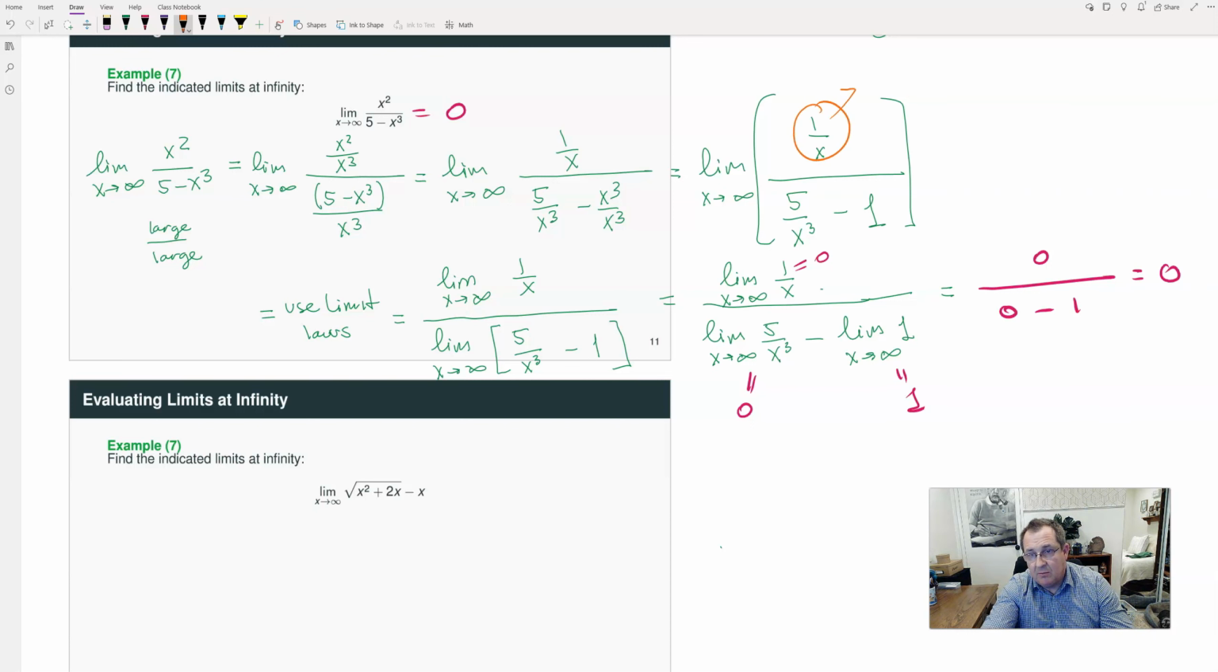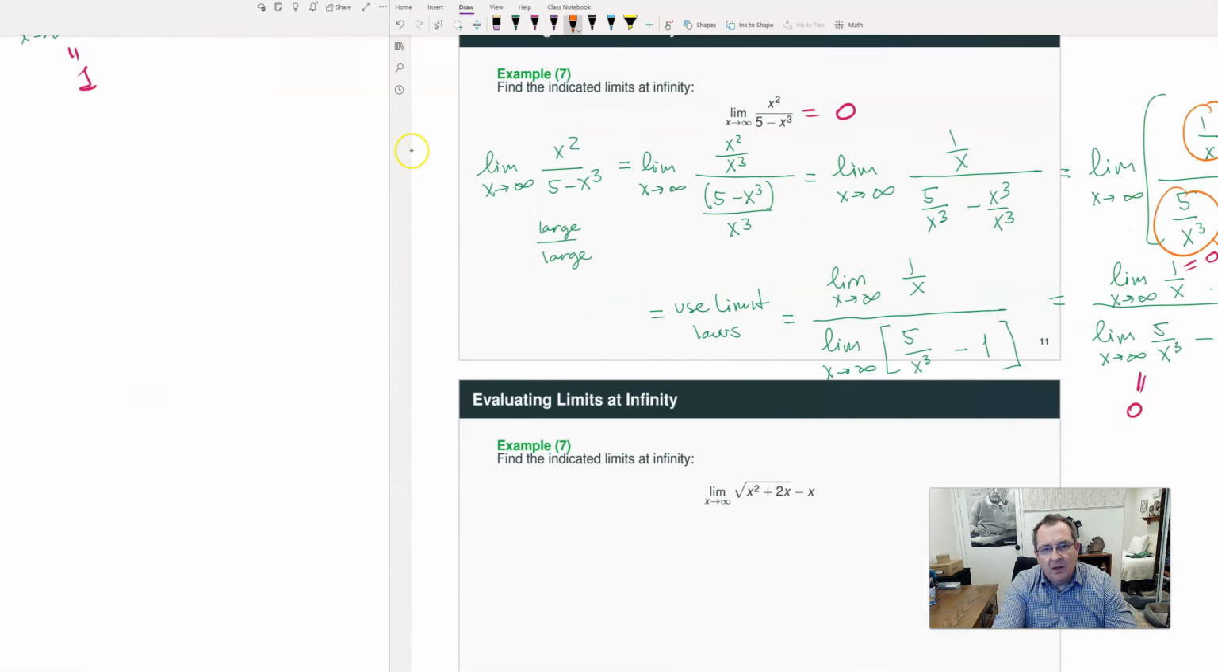So we could say, wait a second, that goes to 0, that goes to 0, and that stays 1. Overall, you have 0 over 0 minus 1 altogether equals 0. We could have done that, but we wouldn't highlight the fact that we had to use limit laws. But as we get more confident, we are allowed to make some shortcuts.